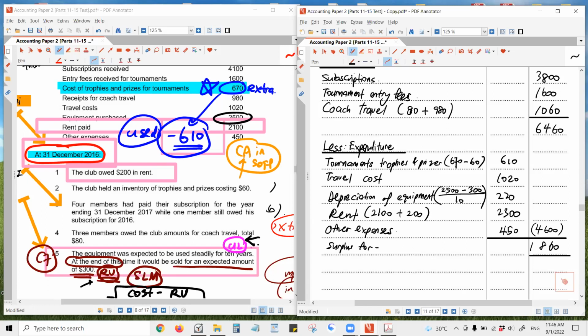Surplus for the year. Don't write profit for the year. Do not write profit for the year. It would be wrong. Okay, for this topic, we call it surplus for the year. Let's see the mark scheme.